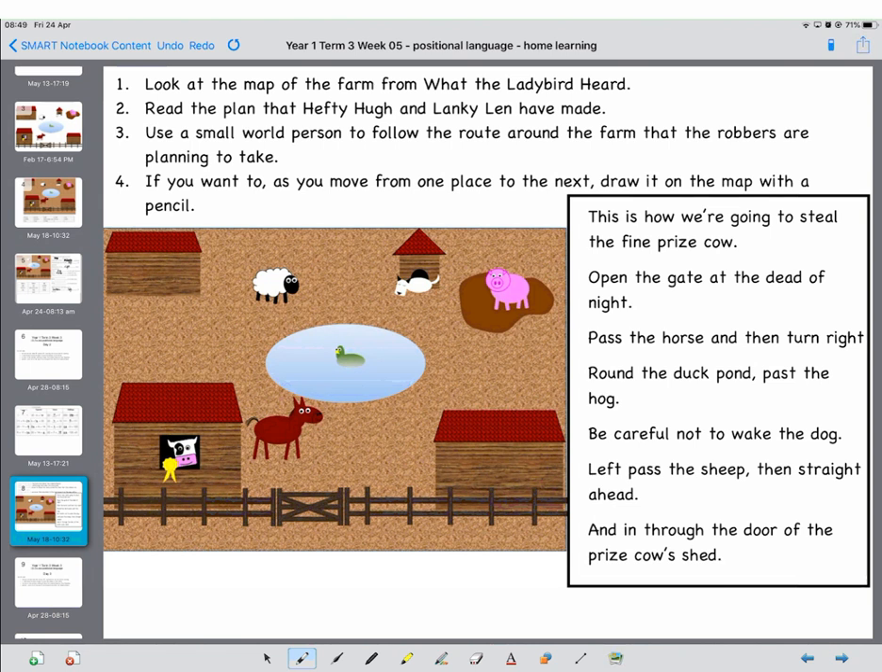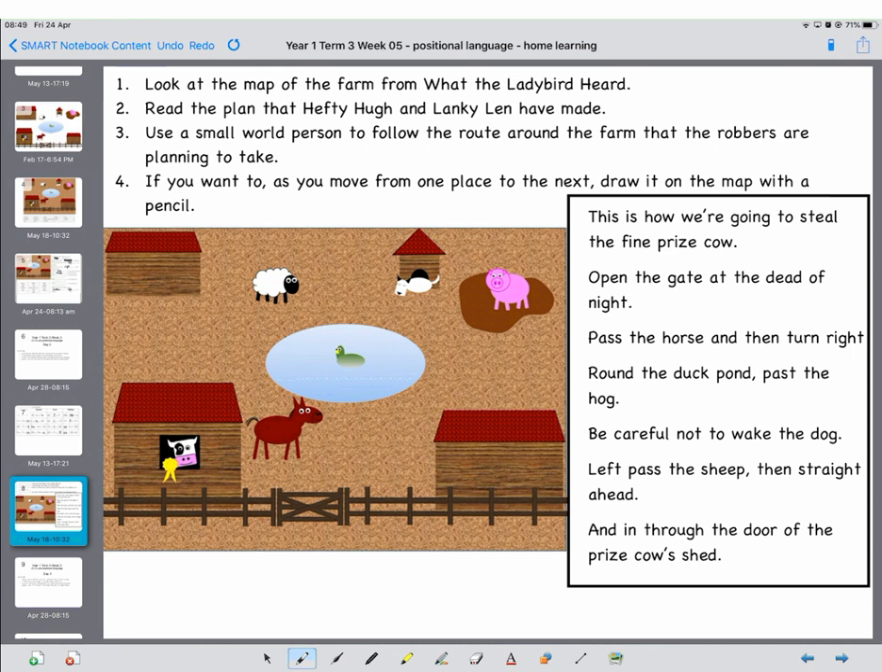Okay, I hope you enjoyed that beautiful retelling of What the Ladybird Heard. And now what we're going to do today is you are going to use some kind of figure or counter to move Hefty Hugh and Lanky Len around the farm in the order that they did it. I'm going to let your grown-ups work with you on that, because if I do it, you'll just end up copying it. And I think you're going to find this really exciting, because it's like exploring a farmyard for yourselves.